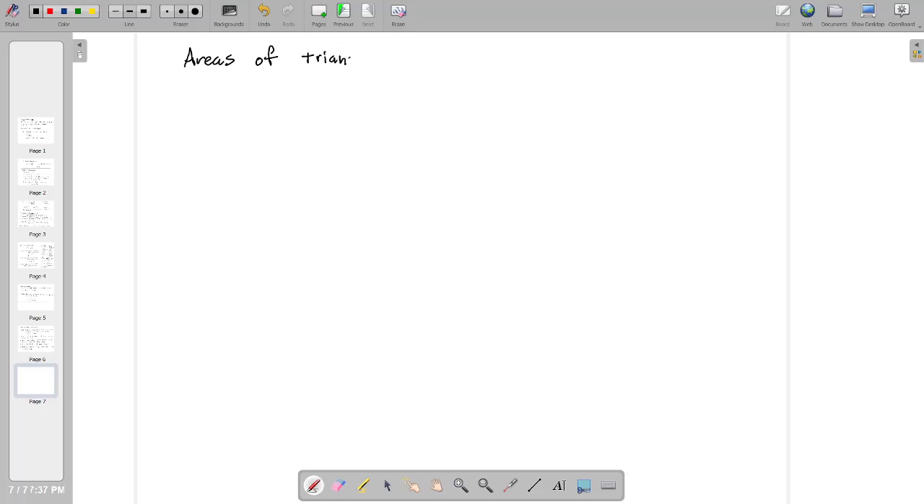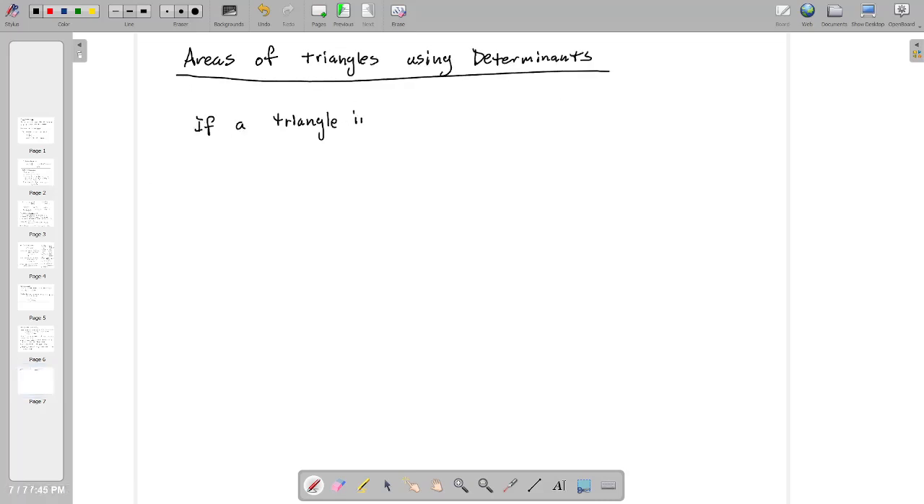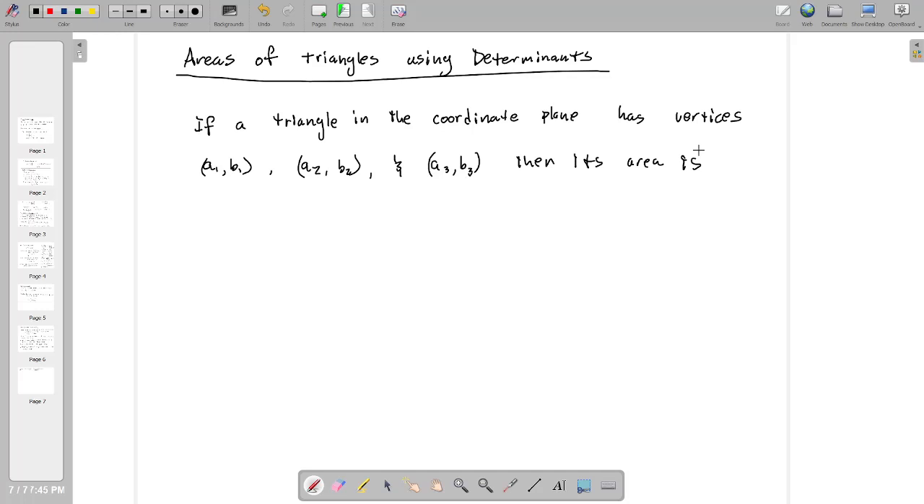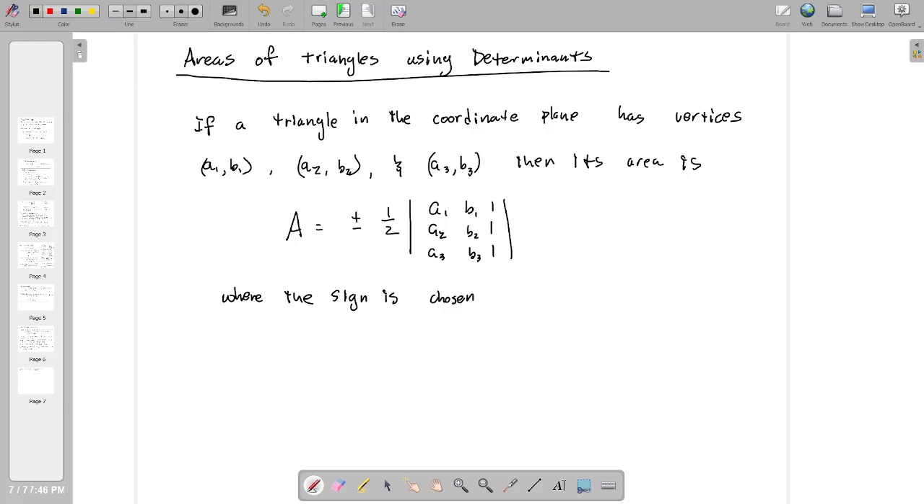Next topic I want to talk about is areas of triangles using determinants. If a triangle in the coordinate plane has vertices (a1, b1), (a2, b2), and (a3, b3), then its area is A equals plus or minus 1/2 times the determinant of the matrix with rows a1, b1, 1; a2, b2, 1; and a3, b3, 1, where the sign is chosen to make the result positive.